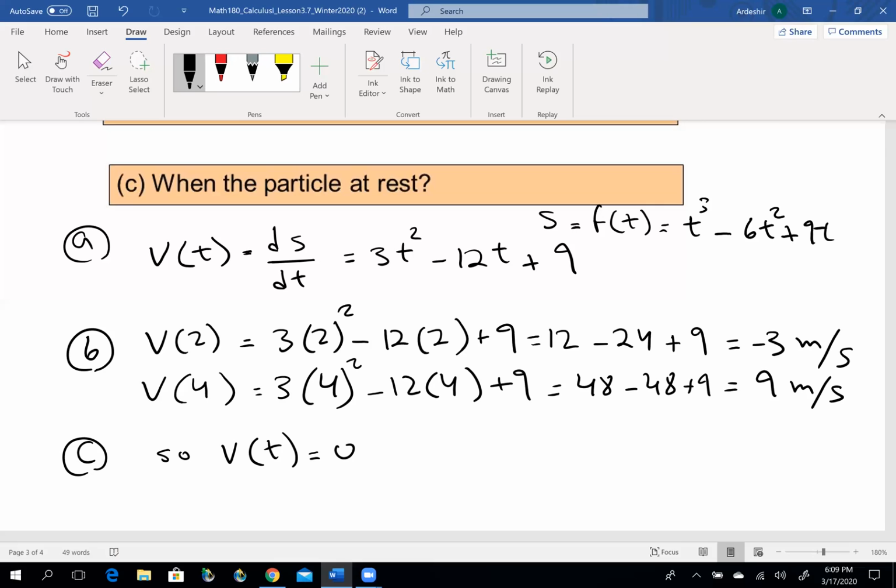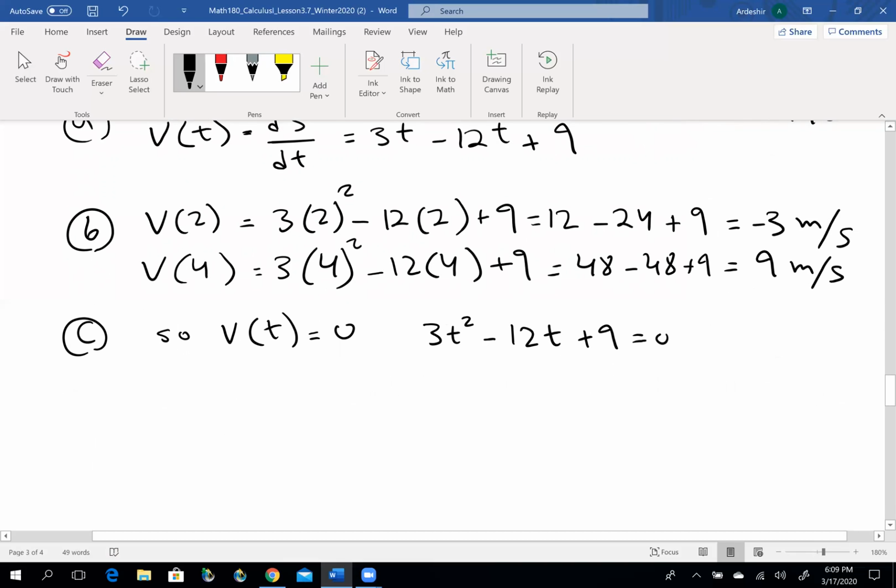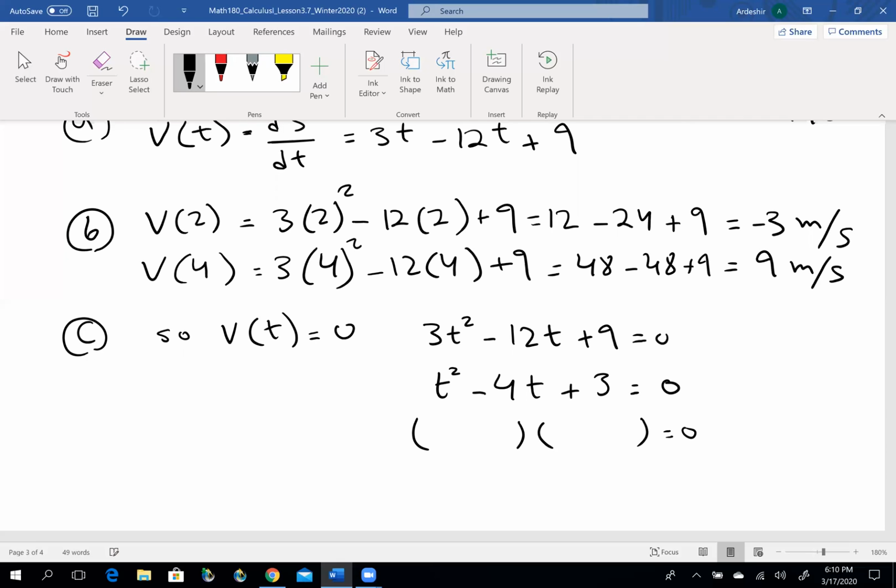So in this case, 3t squared minus 12t plus 9 is equal to 0. So now I'm going to divide both sides of the equation by 3. So it's going to be t squared minus 12 divided by 3 is 4t, plus 9 divided by 3 is 3, equal to 0 divided by 3 is 0. Now I'm going to factor. So if I factor, it's going to be t minus 3 times t minus 1. So if I make each one equal to 0, it's going to be t equal to 3 and t equal to 1.